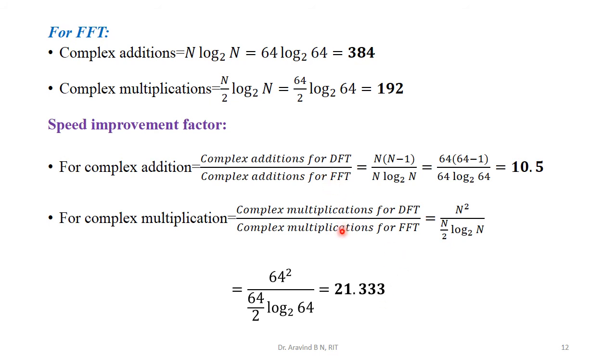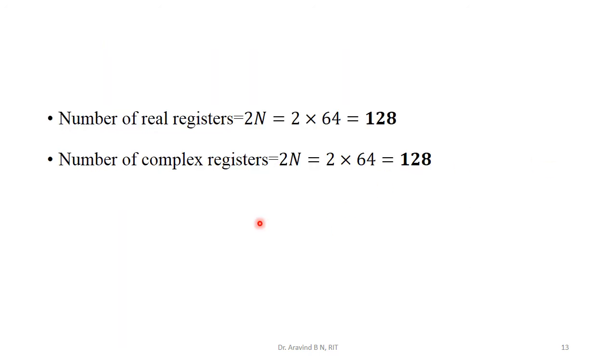All these parameters are already calculated over there. Here you can mention this formula, since we have already calculated. Otherwise, complex additions for DFT have already been calculated, so you can directly substitute that value. Complex additions for FFT are also calculated. You can directly substitute that and get the answer also. Now, the number of real registers will be equal to 2n, so that is 128. The number of complex registers is also 2n, so 128 we are going to have.